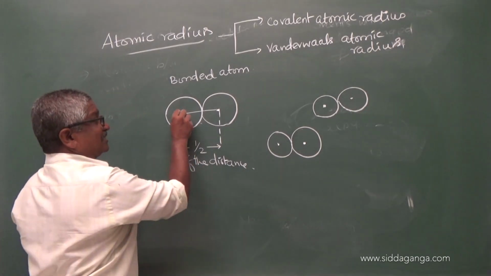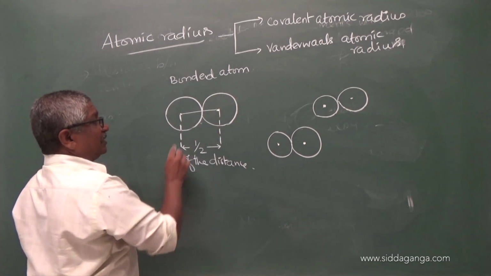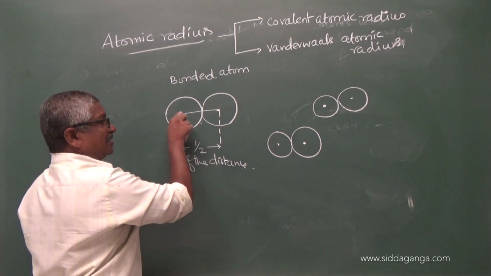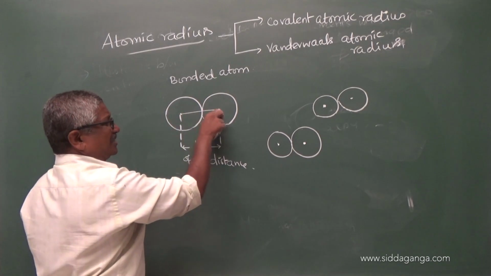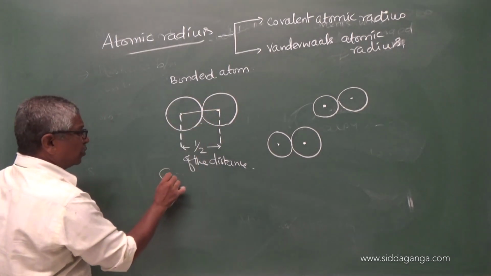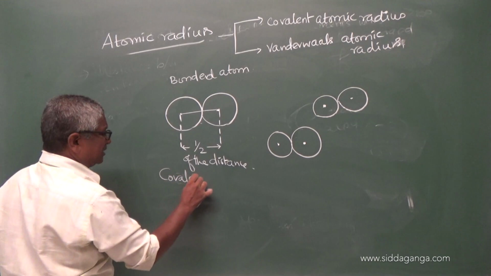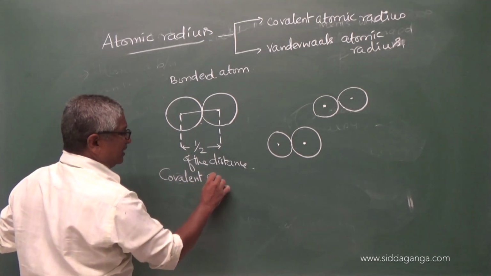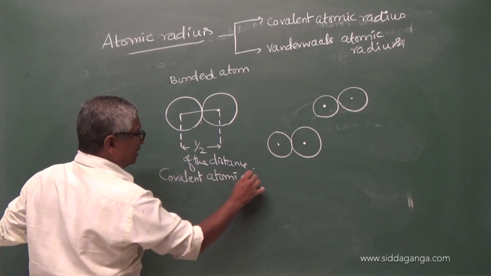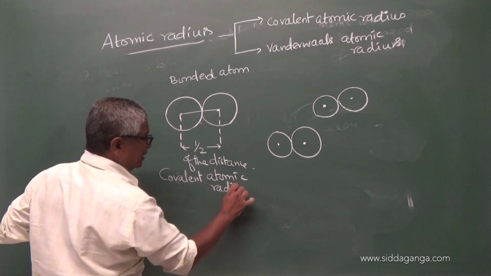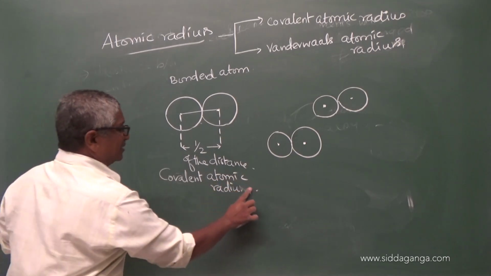So half of the distance between the center of the nucleus of one atom to the other atom is called covalent atomic radius. This is called covalent atomic radius.